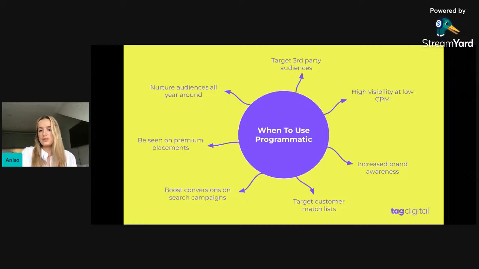It is important that you reach out to a very specific audience that are CEOs, chiefs, executives, or managers in different industries. You want to make sure that your ads are being shown on premium placements that have a lot of monthly visitors. And you want to keep your audience warm all year around.